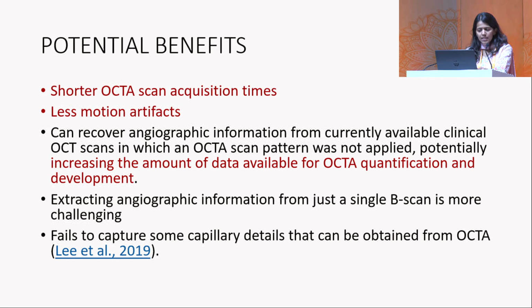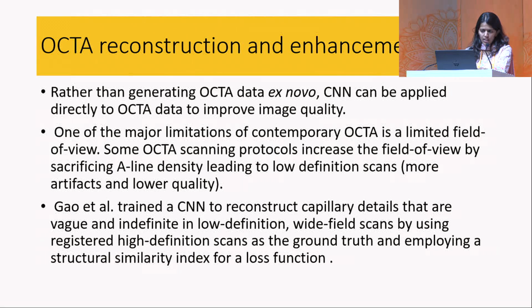However, extracting information from just a single B scan can be challenging, and it has been shown that sometimes AI fails to capture some capillary details which can be obtained from OCT angio. Coming to the next application in OCT angiography, reconstruction and enhancement. Rather than generating OCT angiography data from scratch, convolutional neural networks can be applied directly to the already available scans to improve image quality.